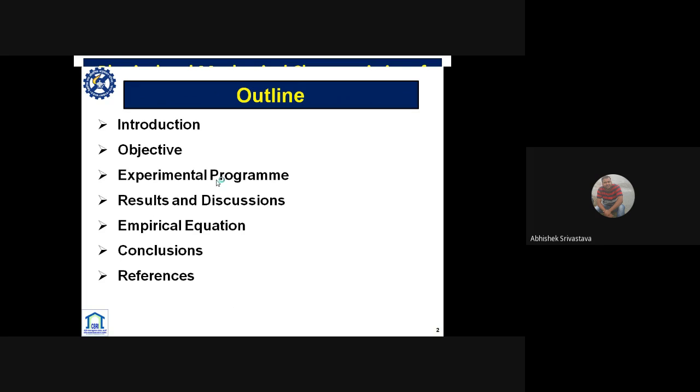The outline of the presentation is the introduction, then objective, experimental program, results and discussion. Then based on the experimental data, we have proposed an empirical equation to predict the residual compressive strength of CBA mortar, and then the conclusion and the references.